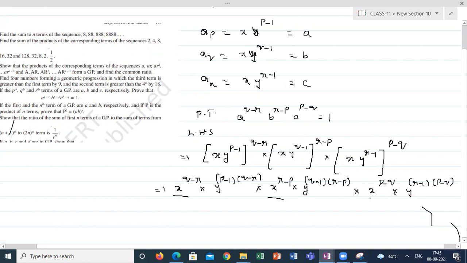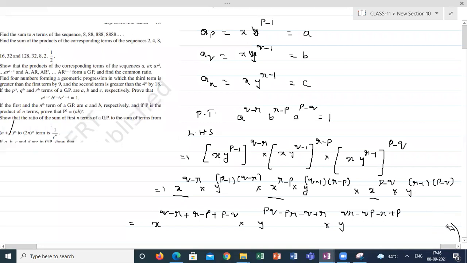So if I collect all X terms, what will I get? X power Q minus R plus R minus P plus P minus Q, into Y power P minus 1 into Q minus R. If I expand this one, PQ minus PR minus Q plus R, into Y power, if I expand this one, QR minus QP minus R plus P. Same as if I expand the next one, Y power RP minus RQ minus P plus Q. So plus Q minus Q, P minus P, R minus R. This will be 0. X power is 0.